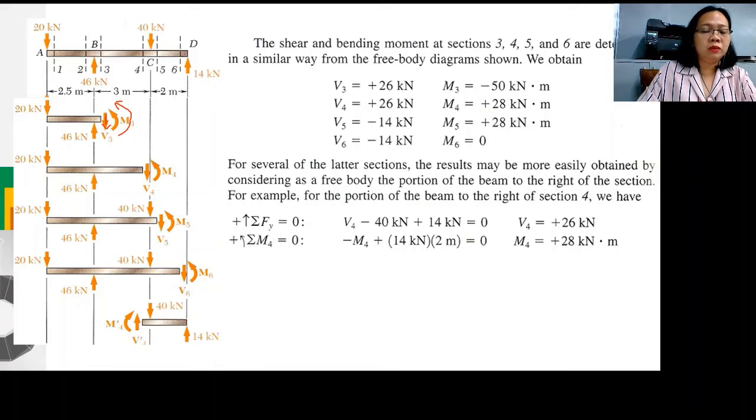So the shear and bending moments at sections 3, 4, 5, and 6 are determined in a similar way to what we did in section 1 and section 2. So, summation of all forces along Y, then summation of moments. At point 3, our shear is positive 26. So, it is correct that it is going down, and our moment is negative 50. Therefore, instead of counterclockwise, our moment is clockwise. Okay?